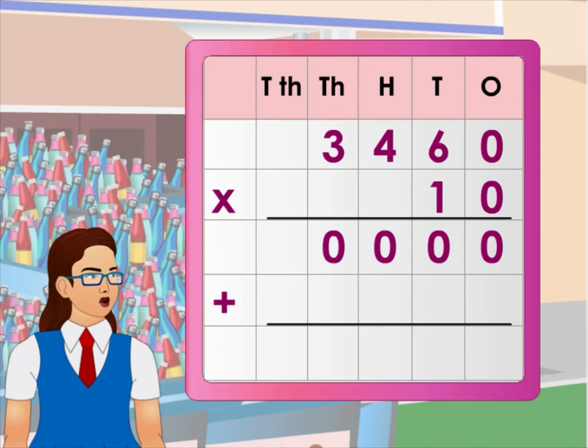Now we have to multiply the number by 1. We can start writing the answer from the tens place. 0 times 1 gives 0, which will be 0 tens, followed by 6 tens times 1, which gives 6 hundreds. 4 hundreds times 1 gives 4,000, and 3,000 times 1 gives 3 10,000s.